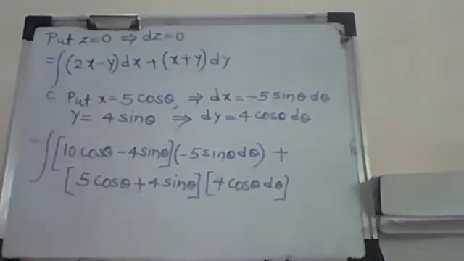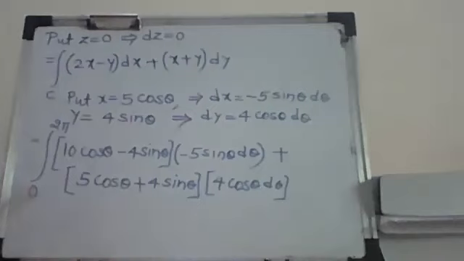Once I substitute in terms of theta, always put the limits. How will theta vary? I have to cover the complete ellipse, that oval shape. So theta will take the value from 0 to 2 pi to complete one orientation. Now I have to solve this further, that is the only task remaining.